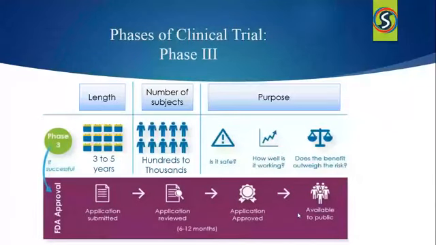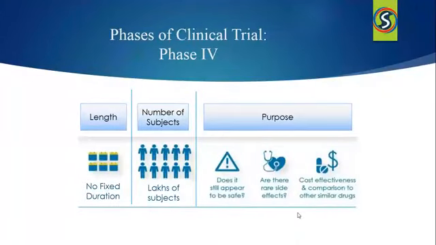Once phase 3 is completed, the application is submitted to the regulatory bodies to get an approval for marketing the drug, and make it available to the public. We think that the work is done here. No, we still have another phase. Remember, I said four phases. So phase 4 is also known as post-market surveillance. In phase 4, there's no fixed duration. As long as the drug is in the market, the phase will continue.